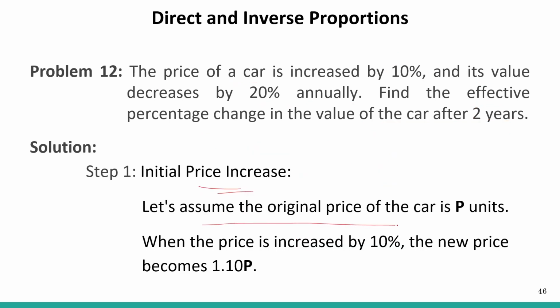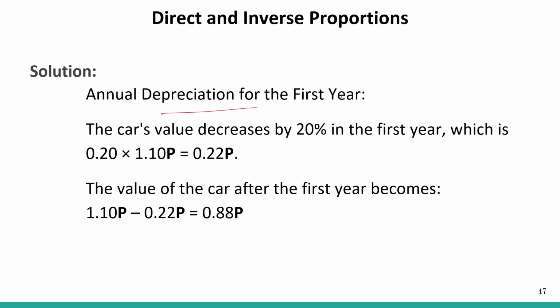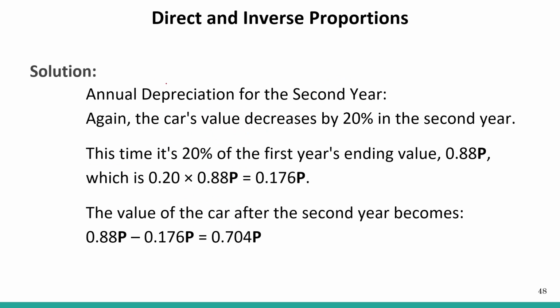So let's assume the original price to be P units. The increased price is 1.10P after the hike. The annual depreciation for the first year will be 20%. So 20% of 1.10P is equal to 0.22P. So the value of the car after the first year becomes 0.88P. If the customer wants to sell the car, he will get this much back.